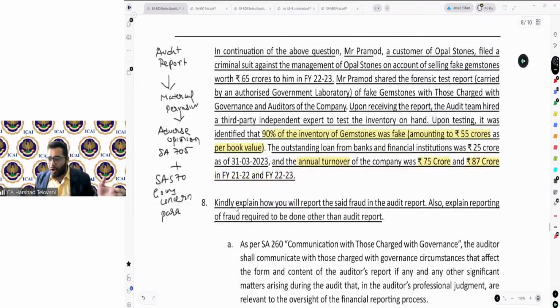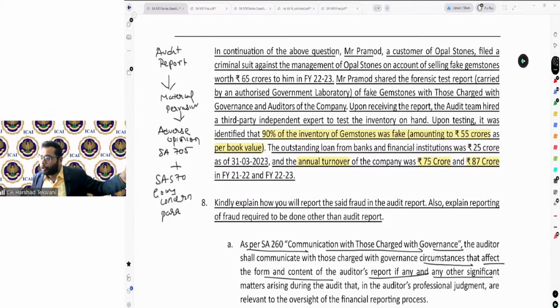Plus, this is within the audit report. Outside the audit report, SA 260, communication with those charged with governance. If there is any circumstance that affects the form and content of the audit report, I will report to those charged with governance. If I write communication with the appropriate authority, then it is wrong. There is no appropriate authority. I need to use the appropriate terms. I need to write communication to those charged with governance as per SA 260 when there are circumstances that affect the form and content of the audit report, and if there is any other significant matter.